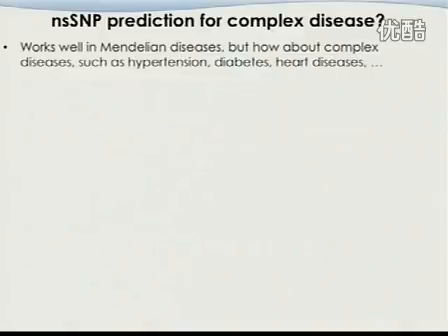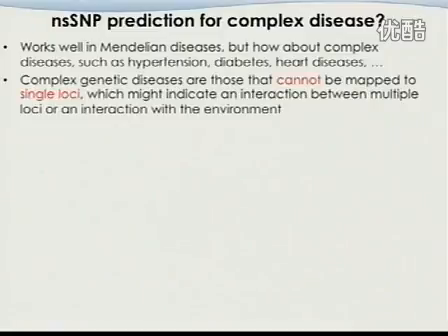And non-synonymous SNP prediction for complex disease. This really works well in Mendelian diseases, but how about complex diseases such as hypertension, diabetes, or heart disease? We really don't know about that. The reason that it's good for Mendelian disease is that most of these algorithms are based on the assumption that evolutionarily conserved regions are less likely to be problematic. And sometimes for complex disease, this may or may not hold.